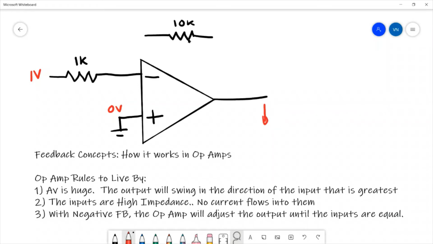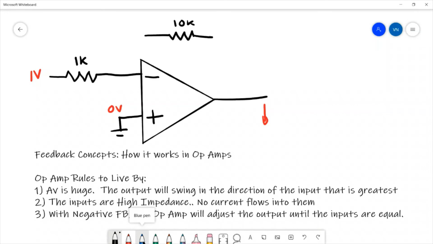If I'd made that input minus 1 volts, then the positive input would be greater and it would swing in the positive direction. So without feedback, the op-amp is toggling back and forth between the positive and negative output depending on which input is greater. Let's see what happens when we add in some feedback.